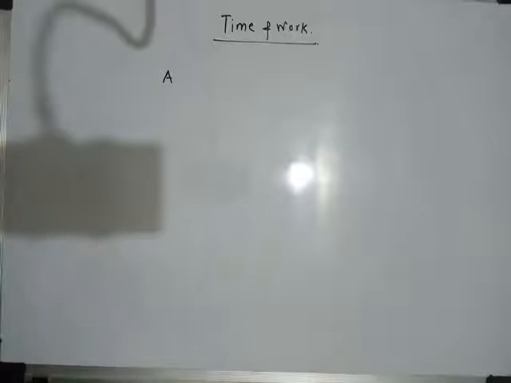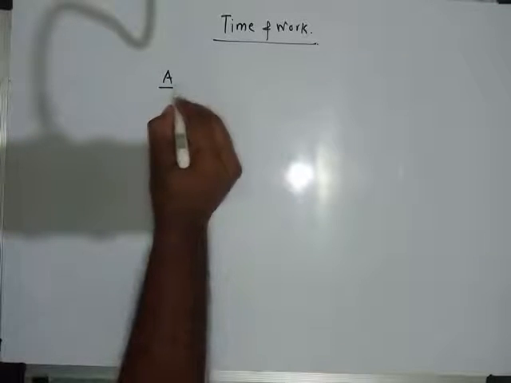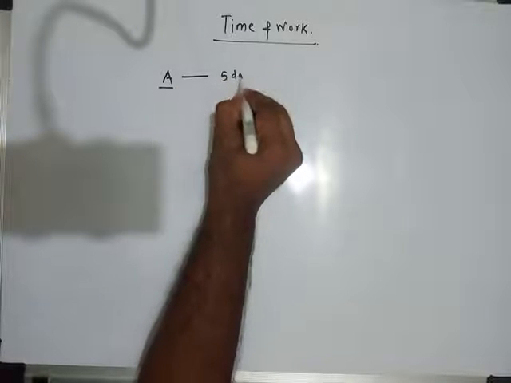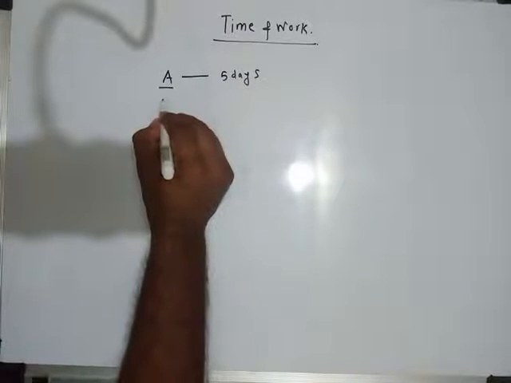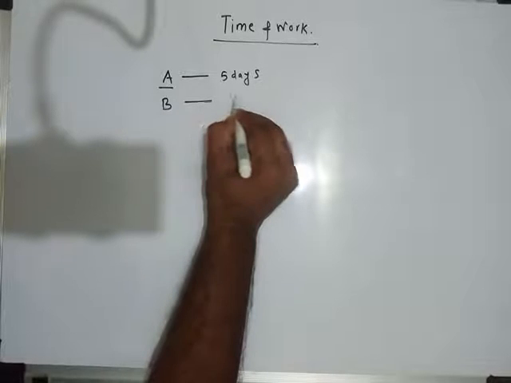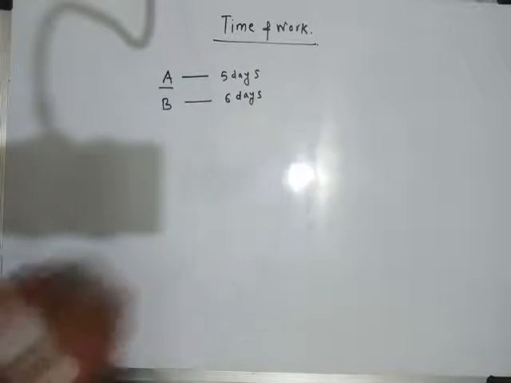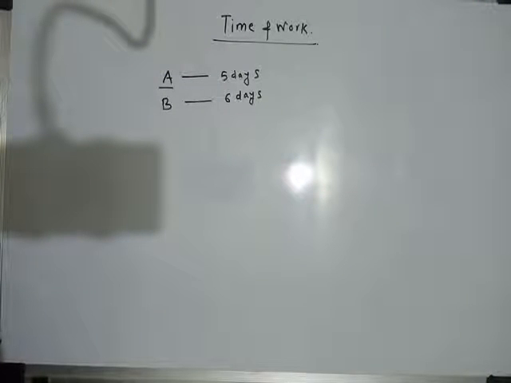Hello. The topic for discussion is time and work from quantitative aptitude. So the problem here is, if A can do some work in 5 days and B can do the same work in 6 days, how many days will they take if they work on the same problem together?